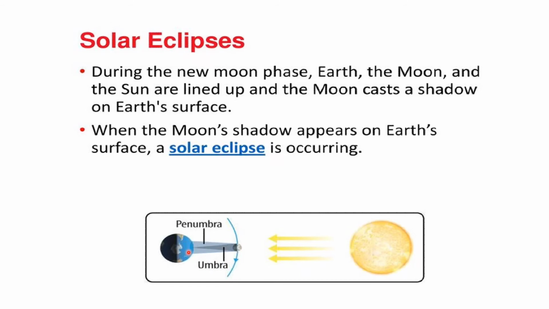Again, do you still remember the umbra and the penumbra shadow? In the center it forms the umbra, and the other part is called the penumbra, the lighter part of the shadow.